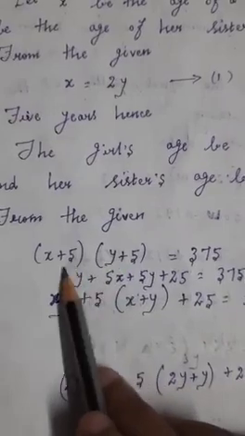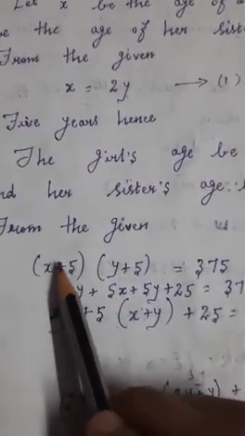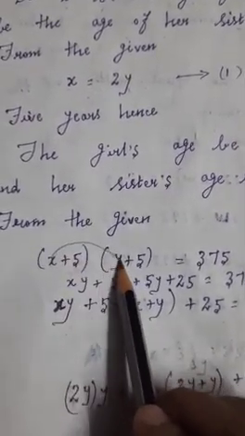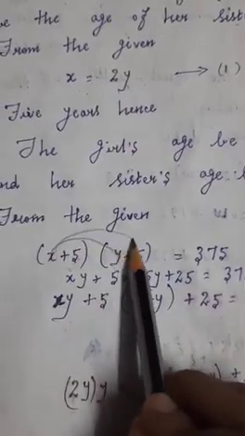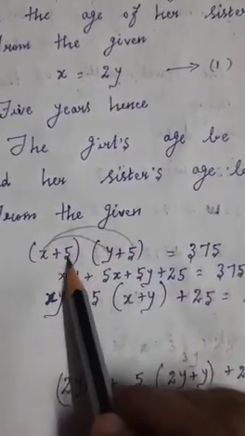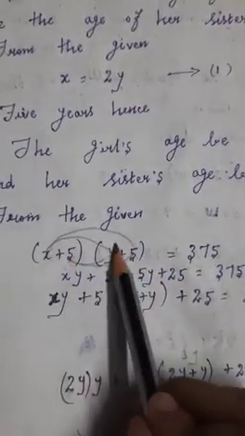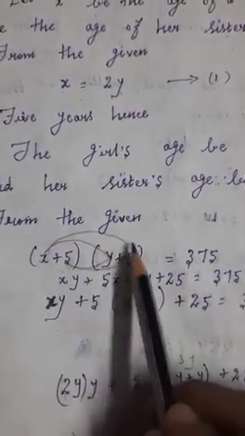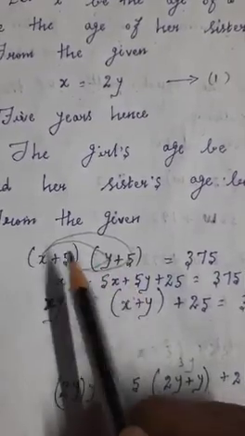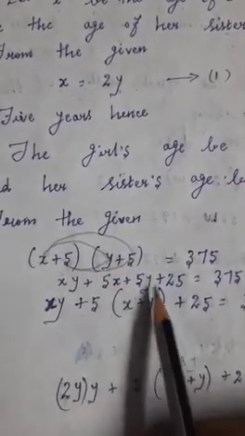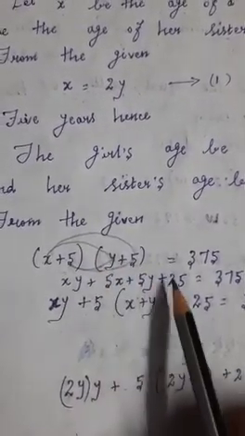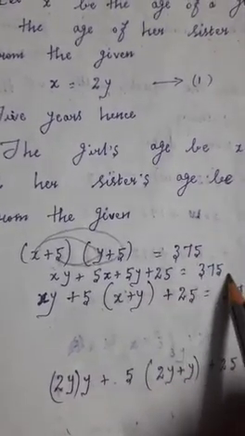Now we have the binomial multiplication. First multiply x with y, then x with 5, then 5 with y, and 5 with 5. So x into y is xy, plus x into 5 is 5x, plus 5 multiplied with y is 5y, plus 5 times 5 is 25, equal to 375.